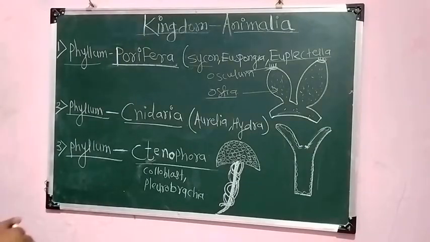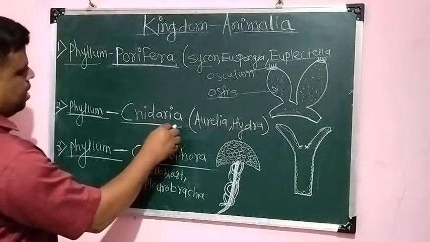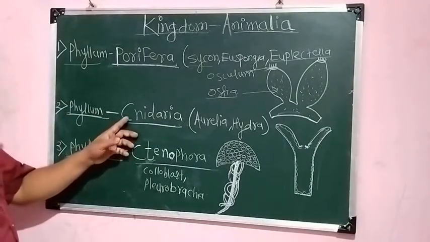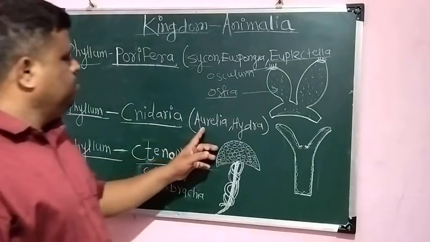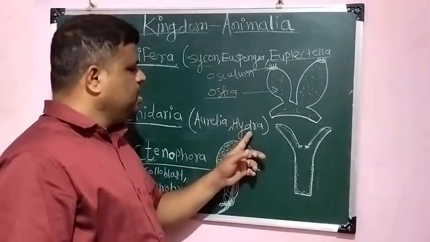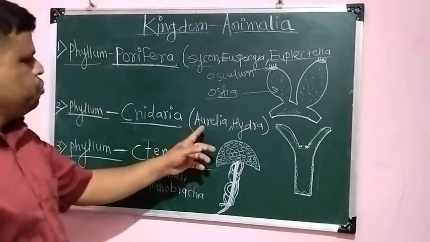Okay, now just move towards the second phylum, that is Cnidaria. It starts with the C, Cnidaria. Example, Aurelia and the Hydra. Aurelia means jellyfish.